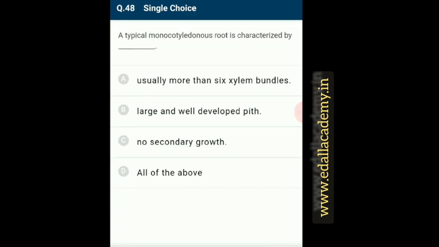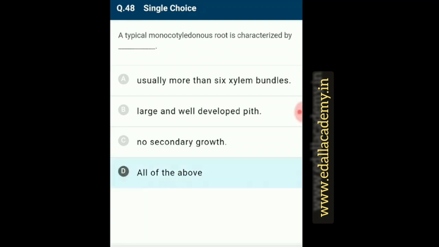Question number 48. A typical monocotyledonous root is characterized by. A monocotyledonous plant is a subgroup of angiosperm characterized by having one embryonic leaf or one cotyledon in the seed. Anatomically, the root system in monocots has certain distinguishing features even though it is similar to that of the dicot plant root system. The root lacks cambium and has no secondary growth. So the answer is option D.